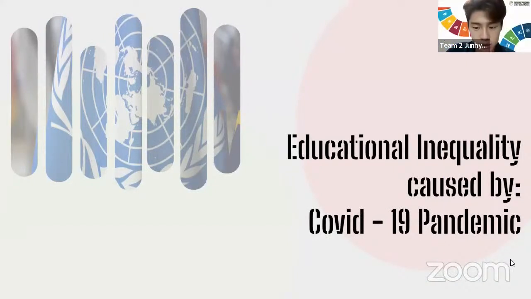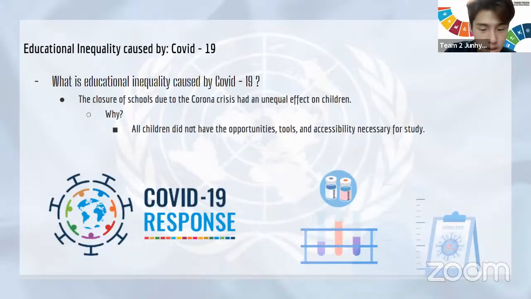First, I will explain how COVID-19 caused education inequality. The closure of schools due to the corona crisis negatively affected children. This is because in a pandemic situation, not all children have the opportunities, tools, and accessibilities that are necessary for studying. For millions of students, school closures will result in a sudden and permanent suspension, not a temporary suspension of schoolwork.